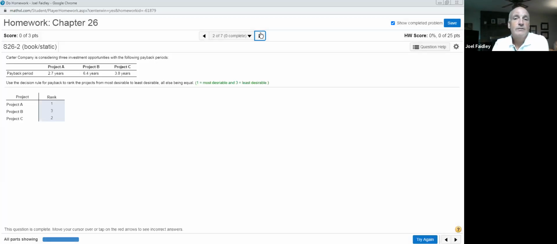The second one here is they're considering 3 projects: project A, project B, project C. Well, the lower the payback period, the better. That means you're getting a return on your money quicker. And so what you see there is what? Project A is the one you want to do first. Project C, you want to do second. And project B would be the last one.